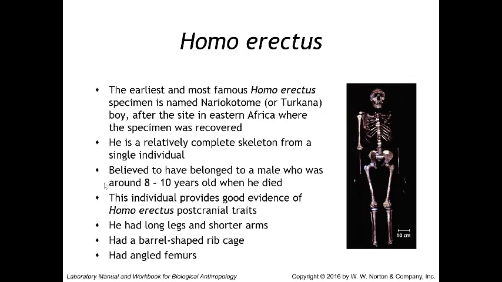The earliest and most famous Homo erectus specimen is named Nariokotome, or Turkana boy, after the site in Eastern Africa where the specimen was recovered. He is a relatively complete skeleton from a single individual, and it's believed that he was around 8 to 10 years old when he died. This individual provides good evidence of Homo erectus postcranial traits. He had long legs, shorter arms, he had a barrel-shaped rib cage, and he had angled femurs. So we have evidence, again, for bipedalism, especially with those postcranial traits in Homo erectus and Turkana boy.